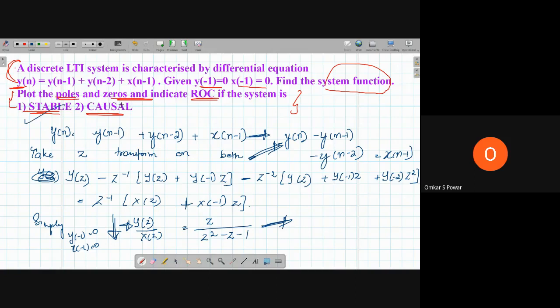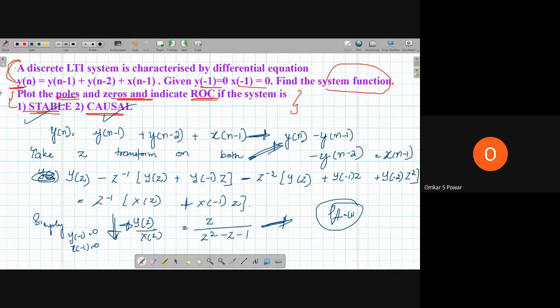For stability, plot the poles and zeros. From the denominator you'll get the poles, so you will not get any zeros here, and then take the condition for stability and causality and take the inverse for that. So this is your homework problem. So I have given you the idea what to do.